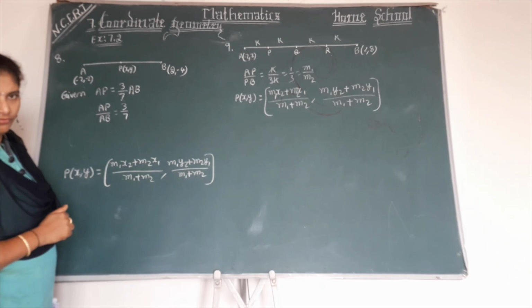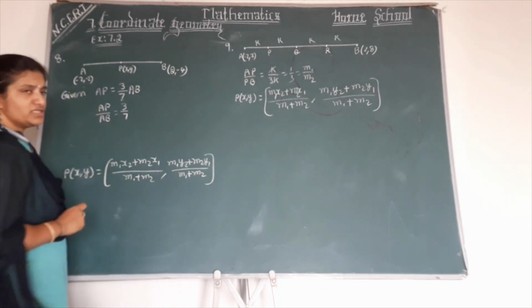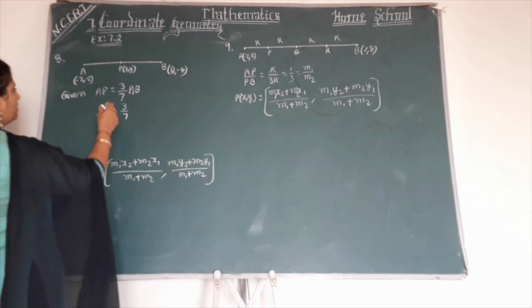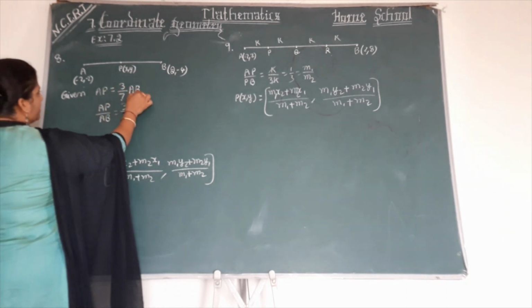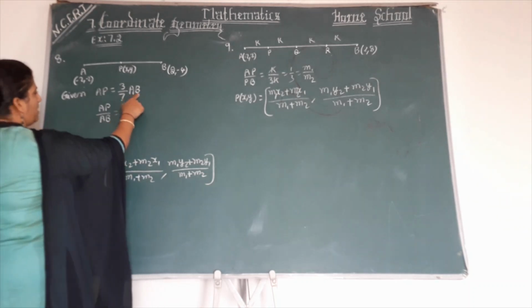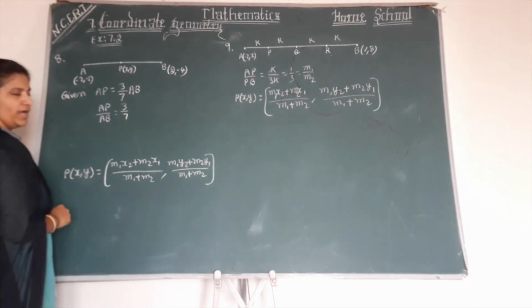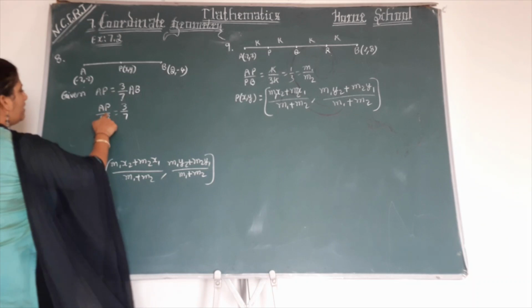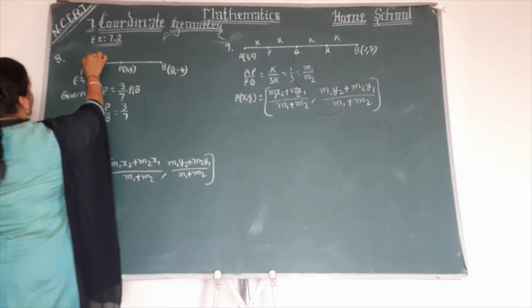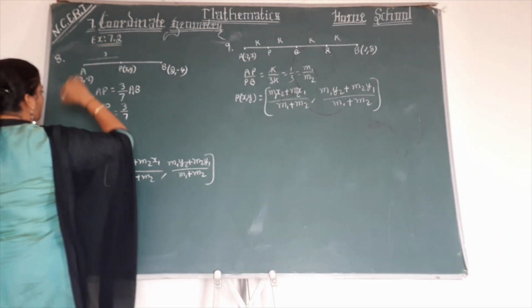Now, what do you need to find? Did they give you M1 is to M2? No. Something else they have given here. Let's see this one. AP is equal to 3 by 7 AB. This AB multiple, bring to this side. What happens here? AP by AB is equal to 3 by 7. Let's have a look here. AP means from here to here it will be 3.